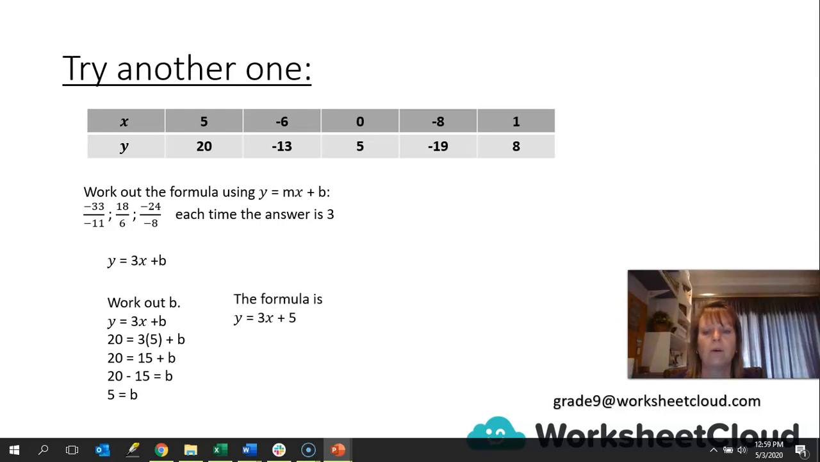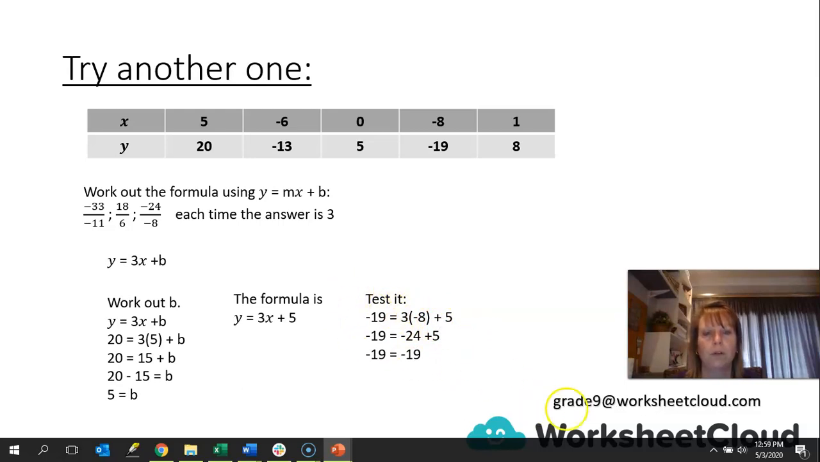Okay, now we can test it. Right, so now let's use this set of ordered pairs. Your y value is minus 19. Is equal to 3 times minus 8 plus 5. Okay, your 3 and your 5 are going to stay the same every single time you plug in.